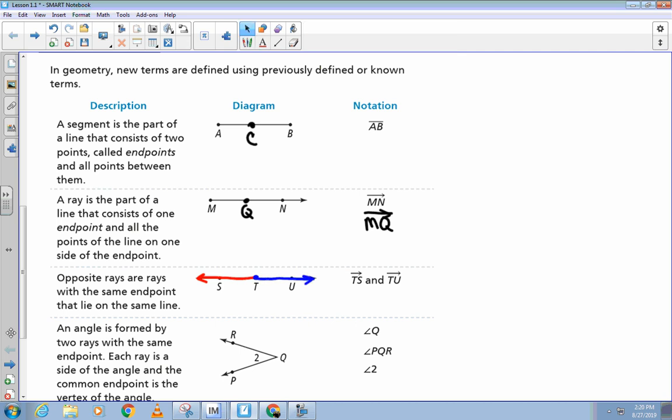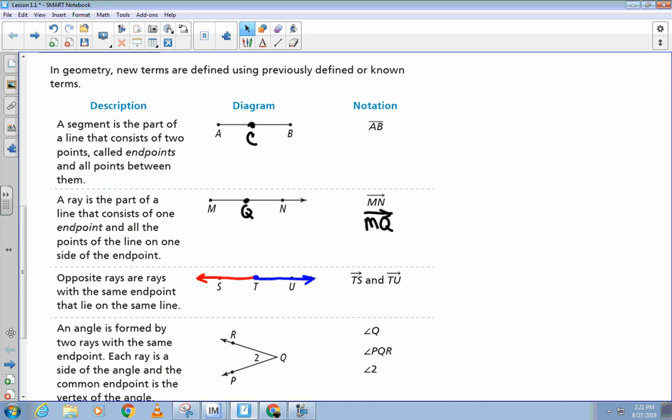Okay, they share that point T. One goes in one direction, one goes the other. But all 3 points lie on the same line. That's called opposite rays. Now, in your book, or in your worksheet, sometimes it'll say TS and TU are opposite rays. What are they wanting me to do?